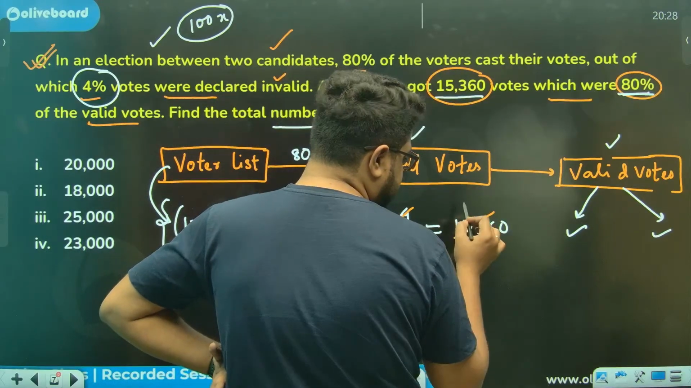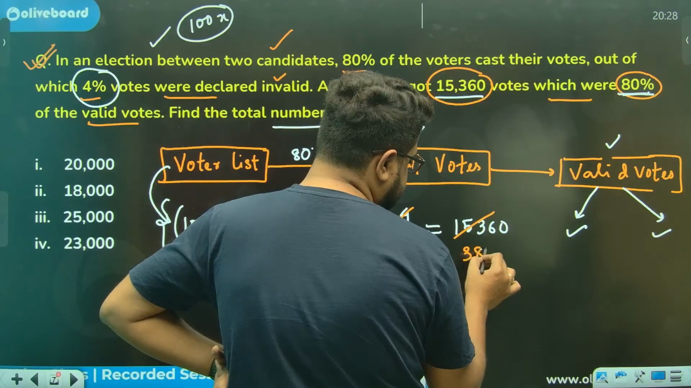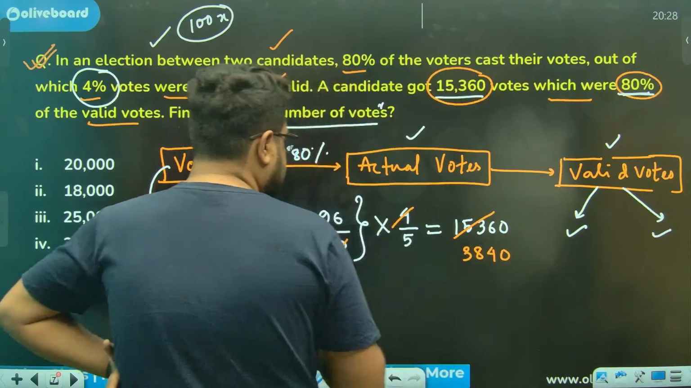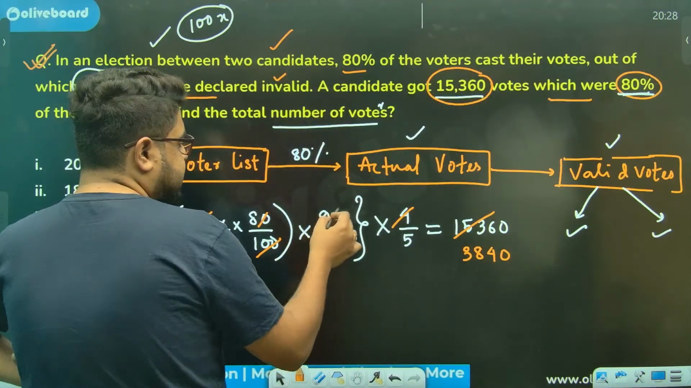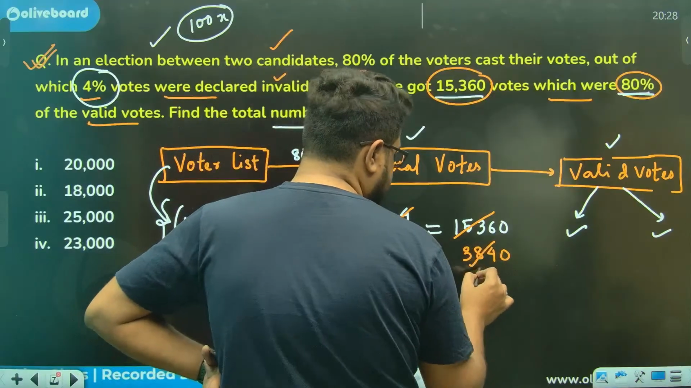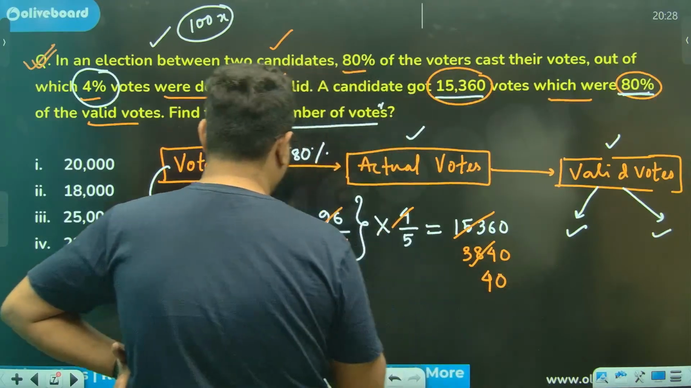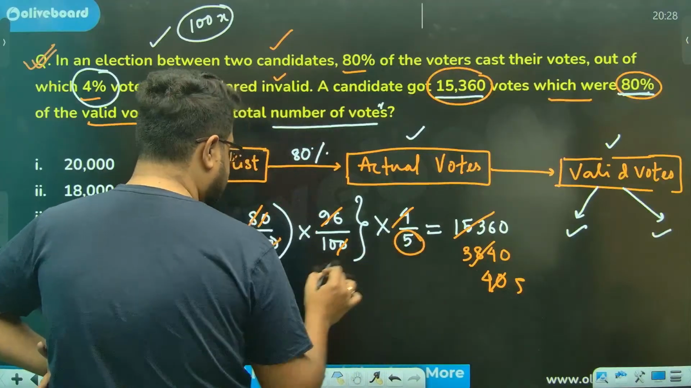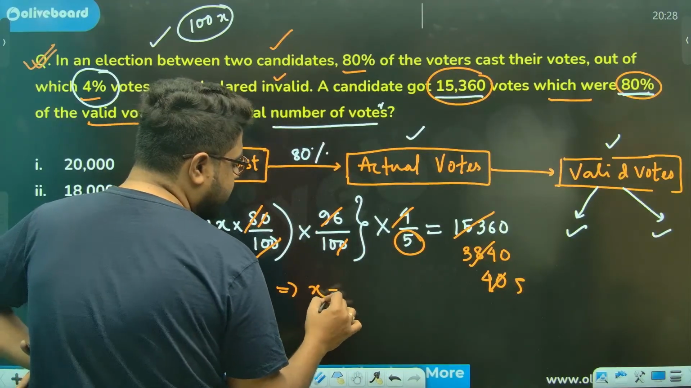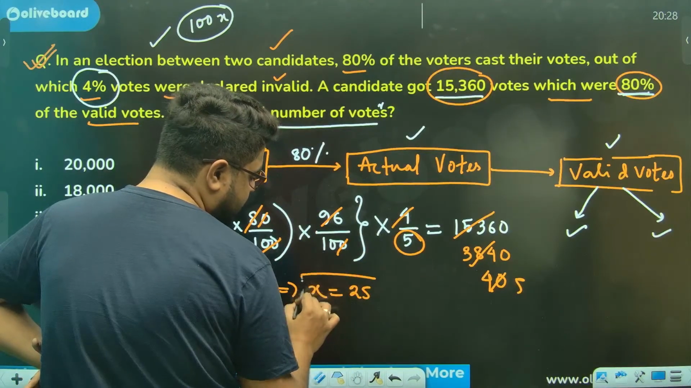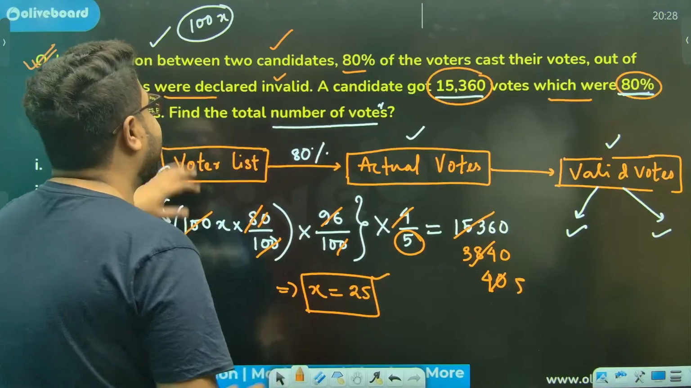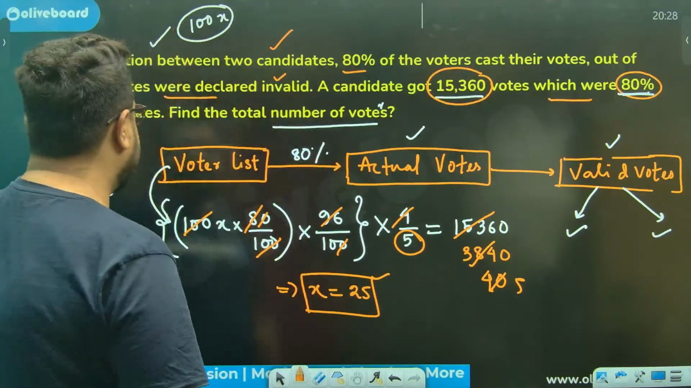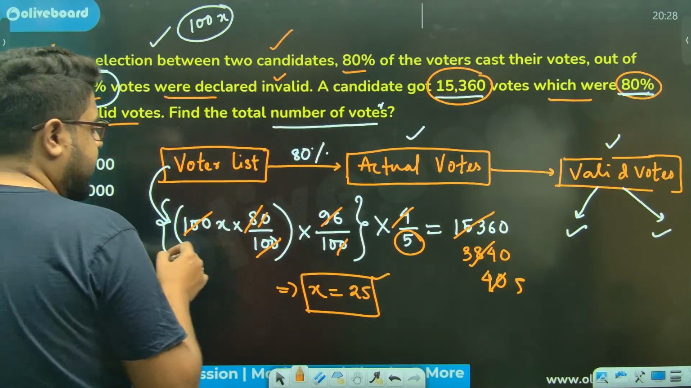4 3s are 12. Sir, 4 8s are this, 4 4s are this. Sir, 96, right? This is 4 times, this is 4 times, so 40. So 8 means that this is 5 times. This 5 is also there. So x is how much, sir? 5 into 5, 25. So total voter list had 100x. So 25 into 100, my answer will be 2500.